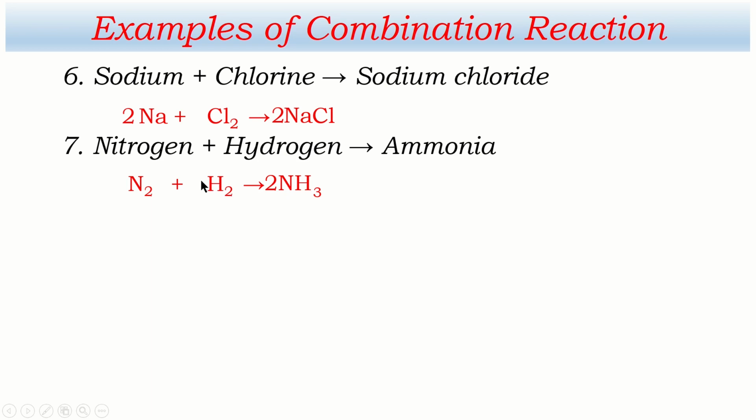Now here 2, so we have to take here 3 to balance hydrogen. 3 × 2 = 6, both sides we have 6 hydrogen atoms. Nitrogen 2, nitrogen 2, it is balanced.